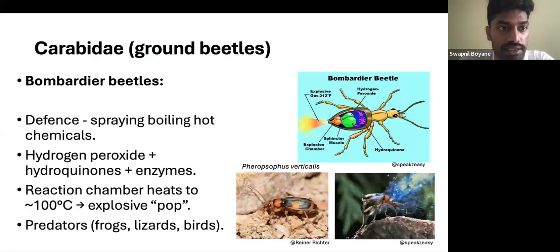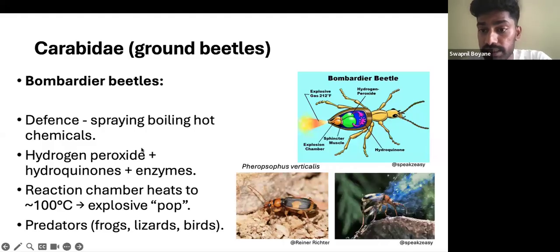Next, one of the interesting beetles belongs to the family Carabidae. These are commonly known as ground beetles, and the beetle I'm talking about is the bombardier beetle. This is one of the dangerous beetles, I would say, because of the chemical they spray on their predator. They have a unique ability to combine two different chemicals, as you can see in the first figure, hydroquinone and then hydrogen peroxide. In their abdomen, they mix these two chemicals.